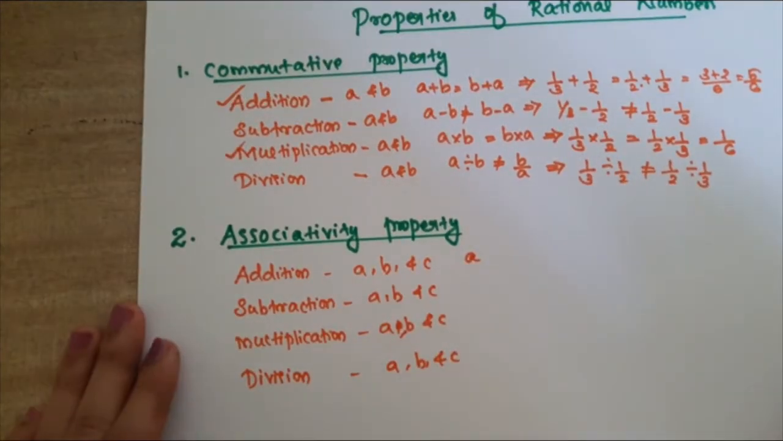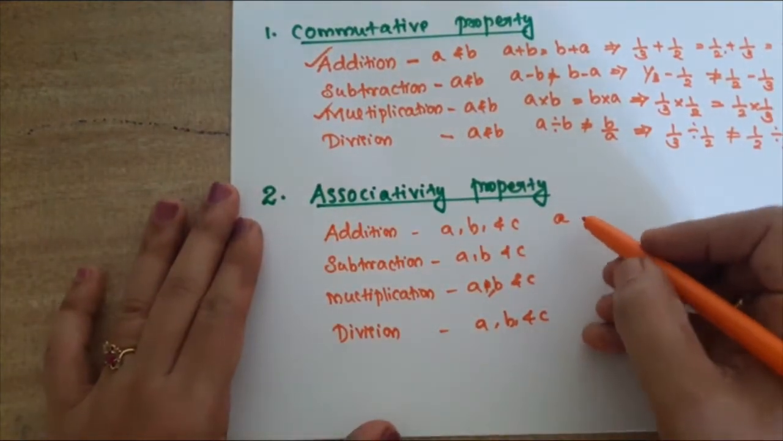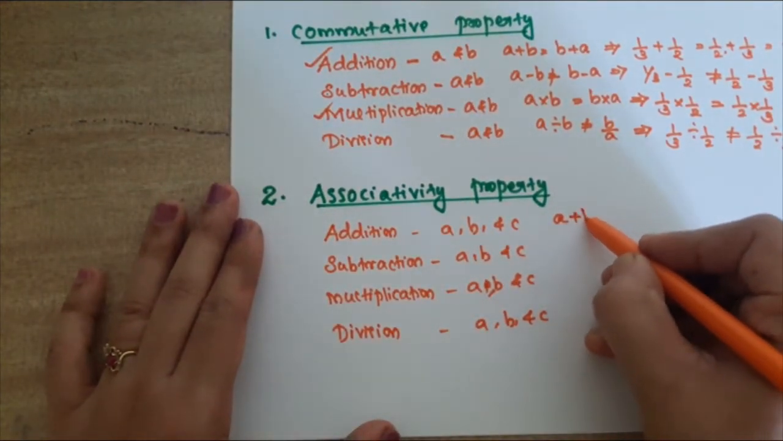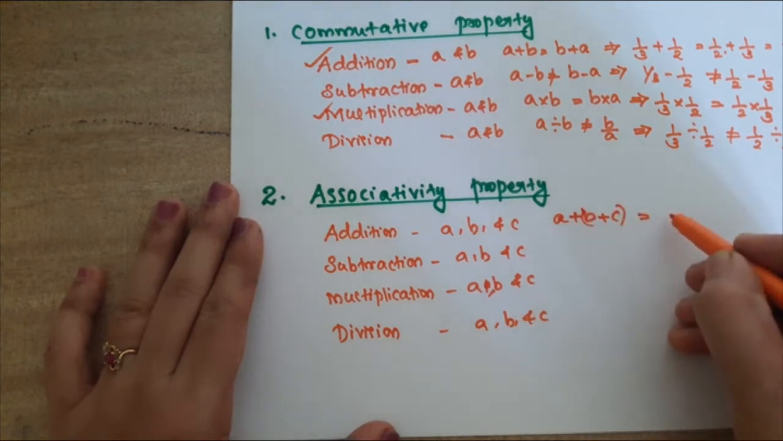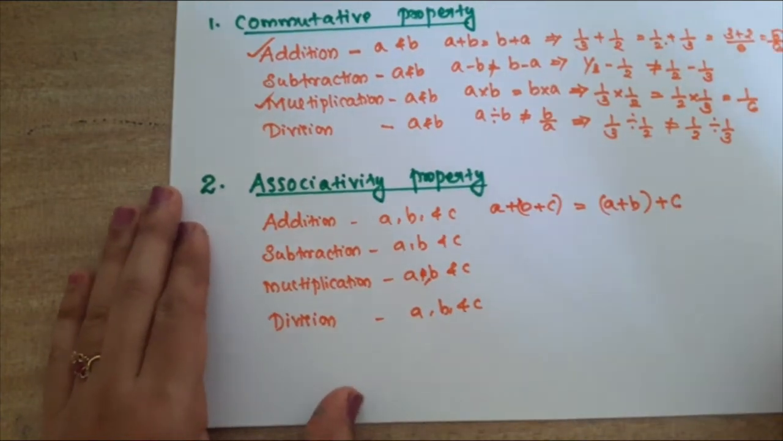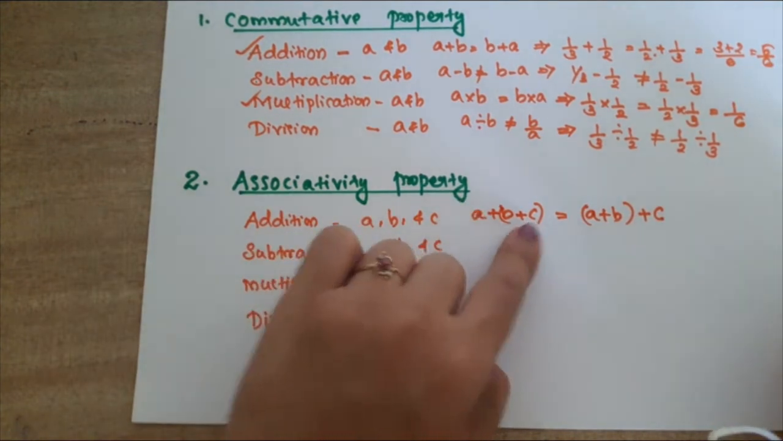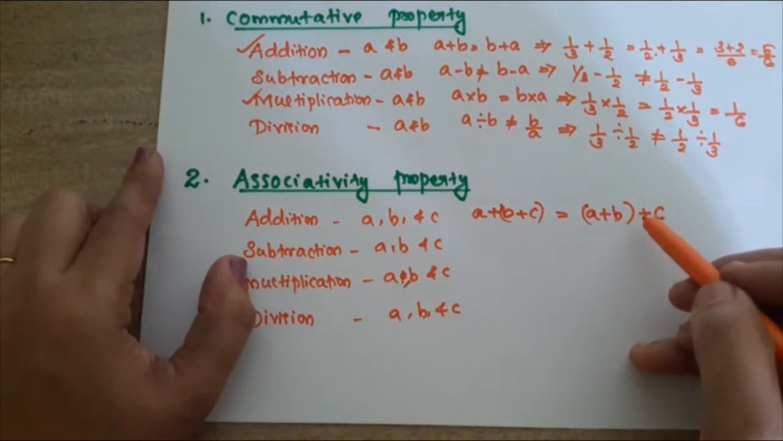The next property is the associativity property. For addition, we can take a, b, c, the three numbers. Then the property is (a plus b) plus c is equal to a plus (b plus c). This is called the associative property.